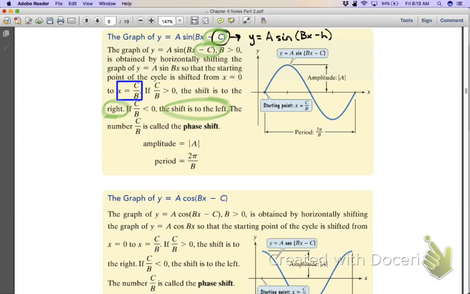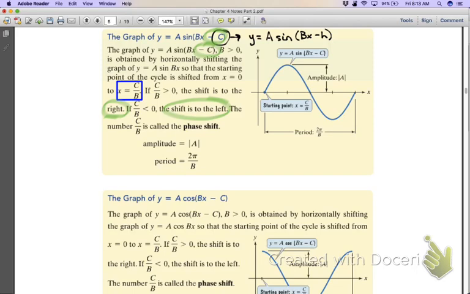If it's a plus C or a plus H, it's going to move to the left. If it's a minus h or a minus c, whatever letter you want to call it, it's going to move to the right. Our amplitude doesn't change, our period doesn't change. We just have a new starting point, basically. Instead of starting at 0, like we have with sine the entire time, at 0, 0, we're just going to shift it left or right that many units. It's not going to change how we've already done the period.